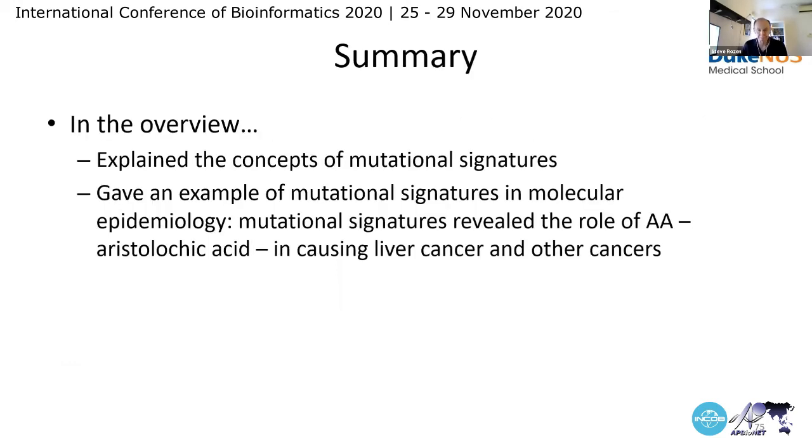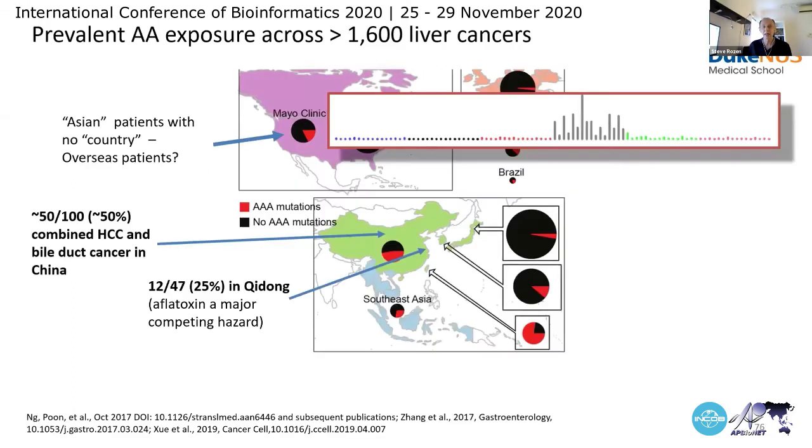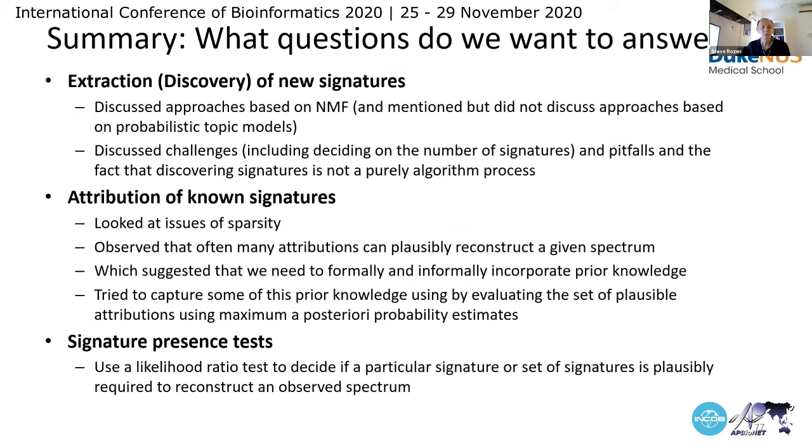In the overview, I explained the concept of mutational signatures, and I gave an example of mutational signatures in molecular epidemiology. Mutational signatures revealed the role of AA, aristolochic acid, in causing liver cancer and other cancers. And that was this signature here that showed us liver cancer in many parts of the world, especially in East Asia. We also looked at three computational questions that we would like to answer with mutational signatures.